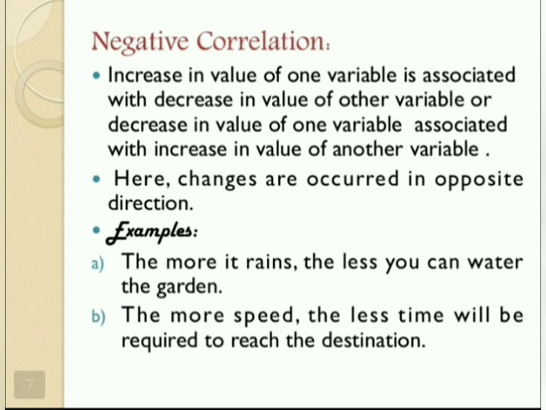Second type is negative correlation. Increase in value of one variable is associated with decrease in value of the other variable, or decrease in value of one variable is associated with increase in value of the other variable. Here, changes occur in opposite directions. Examples of negative correlation are: first, the more it rains, the less you need to water the garden. Second, the more the speed is, the less time will be required to reach your destination.